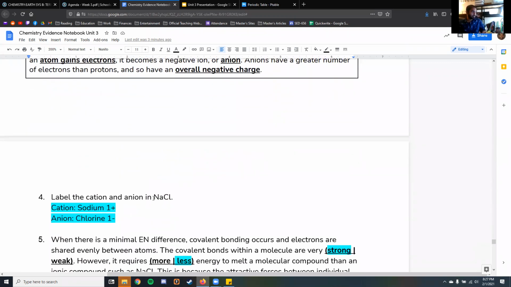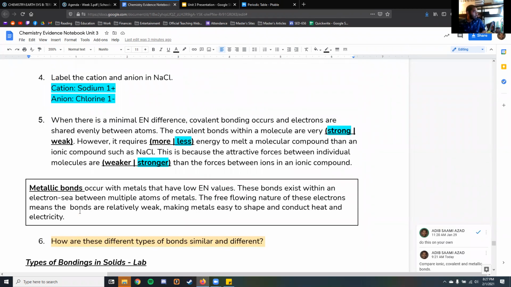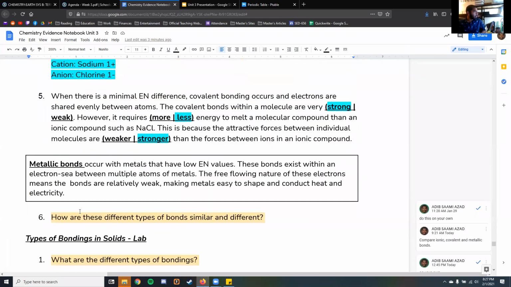So if we look at sodium, sodium's got one valence electron, I'm just going to give it up. So sodium is our cation. Chlorine is our anion because it gained sodium's electron. All right, now let's just wrap this up.